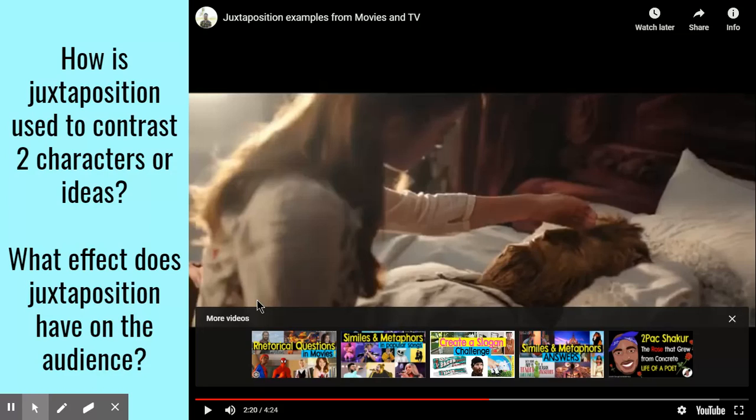Remember that the whole point is for the author to show you contrasting moments, and it gives the power to the reader to be able to figure out, well, how are these moments contrasting? Is it about the characters? Is it about what they're saying, what they're doing, their thoughts, emotions? And just remember that that power is with you, and it's up to you to analyze those things.